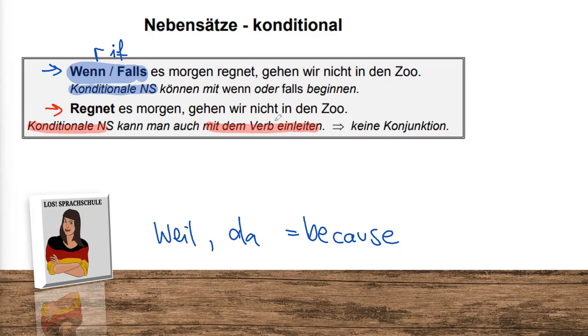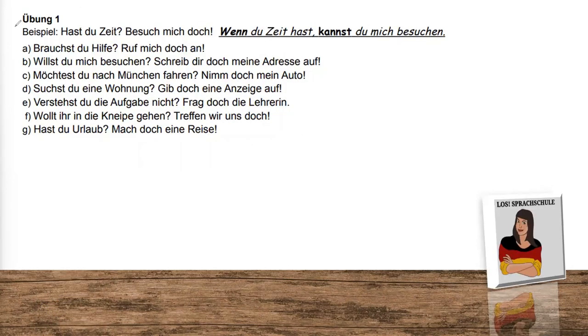This is it actually. So let's practice. So the exercise here gives you an example. Hast du Zeit? Besuch mich doch. Do you have time? Visit me. This grammar here is imperative, giving an order or an advice. So to put it together, we want to say, if you have time, you can visit me. Wenn du Zeit hast, kannst du mich besuchen. So we have our conjunction, subject, object, verb. So it's a totally different order than we had before.